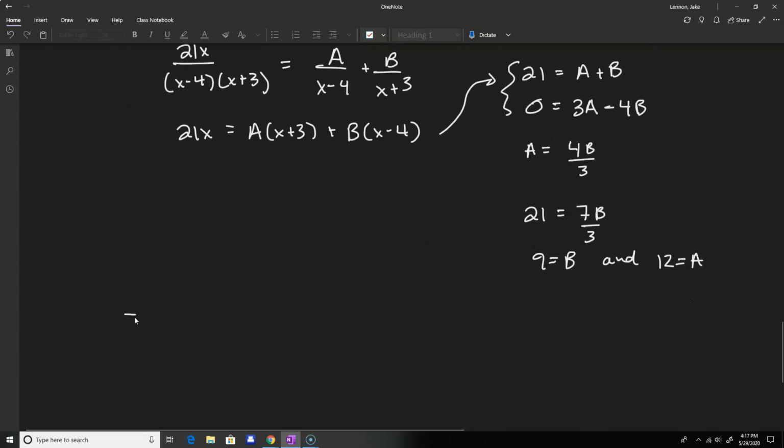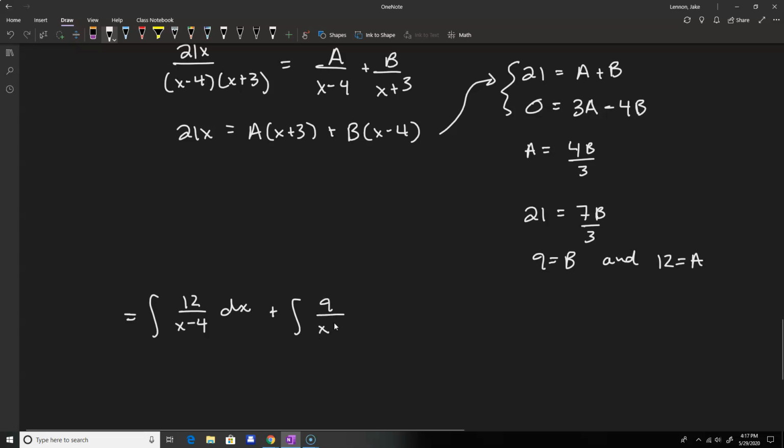So then our integral becomes just the integral of 12 over x minus 4 dx plus the integral of 9 over x plus 3. So this is 12 natural log of the absolute value of x minus 4 plus 9 natural log of the absolute value of x plus 3 plus a constant of integration.